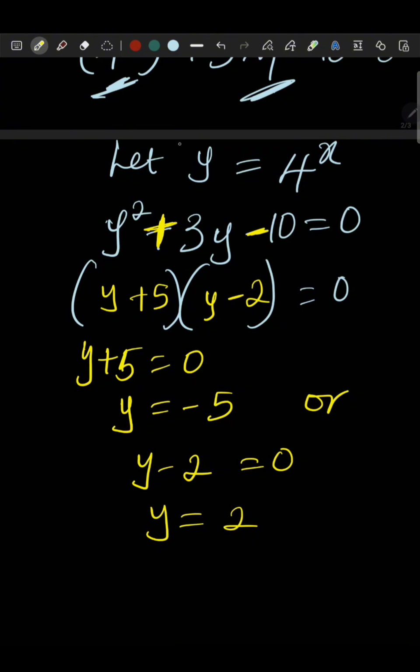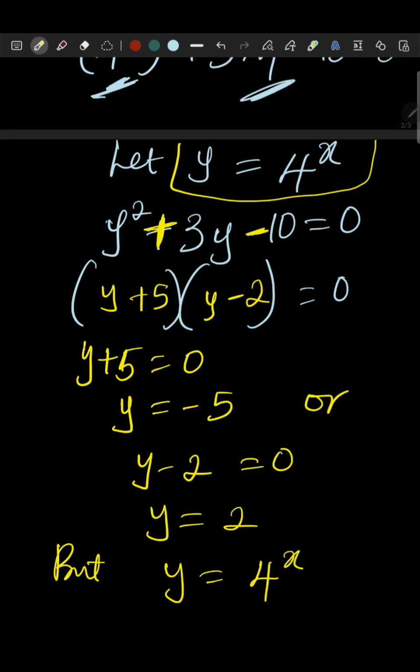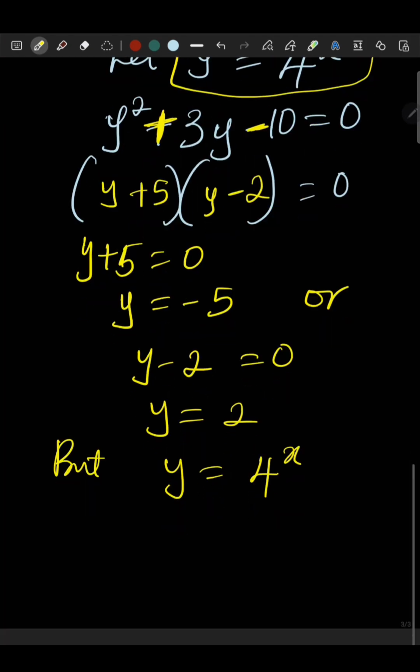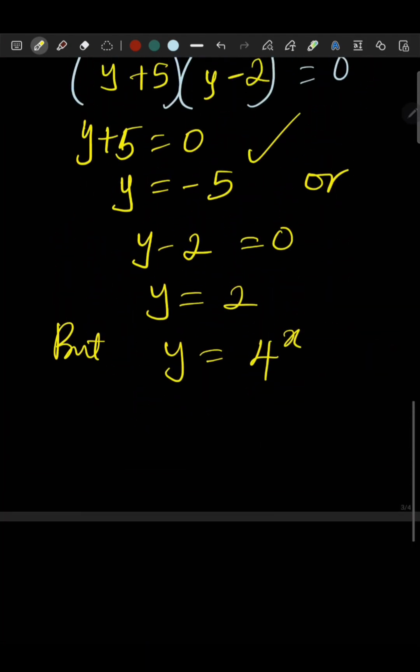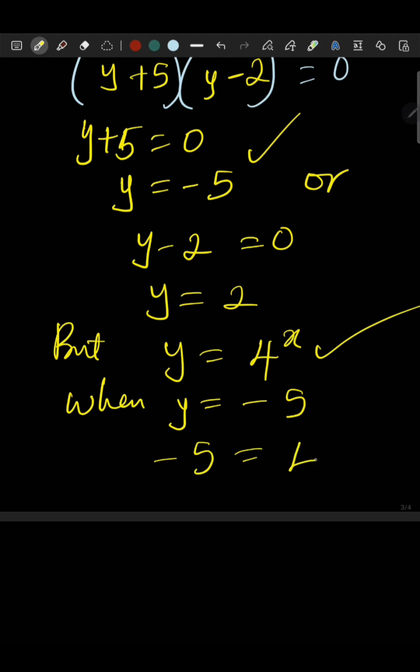But we need to get x. And you remember that y is equal to 4 to the power of x, right? Now, when y is equal to negative 5, from here, you have that negative 5 is equal to 4 to the power of x. And since this is negative, there is nothing you can do to this. So here, there is no solution because of that negative sign.